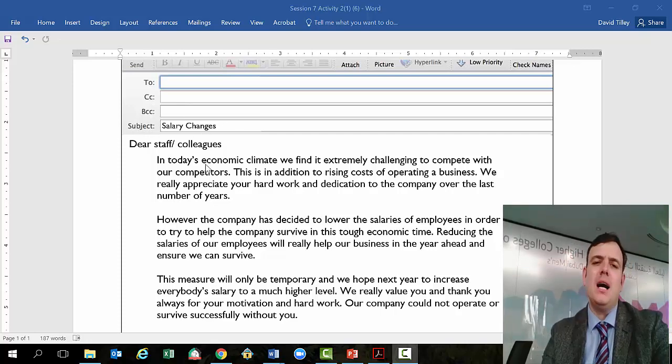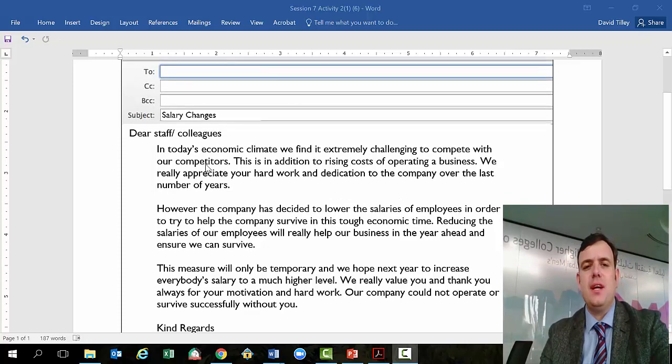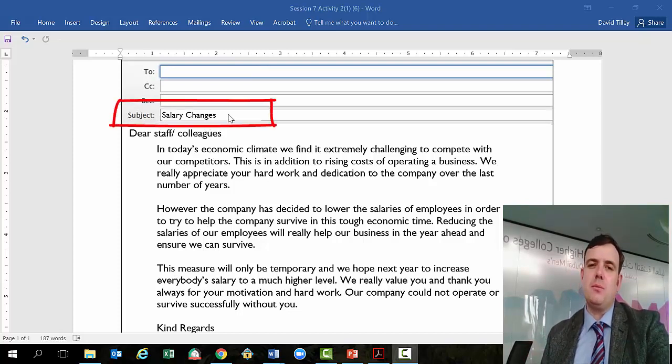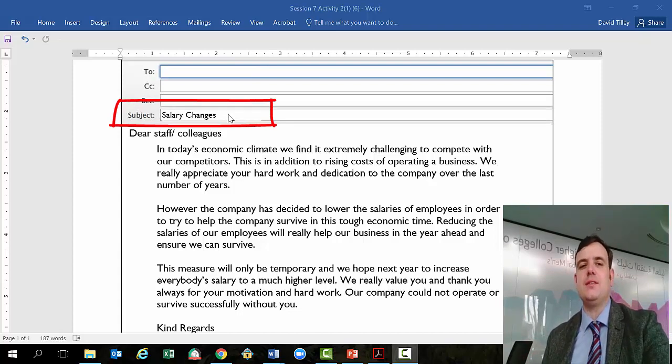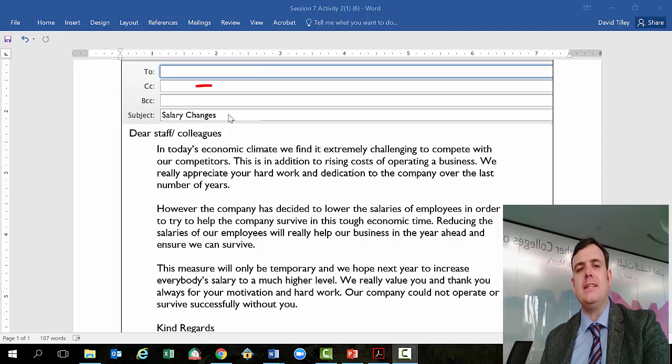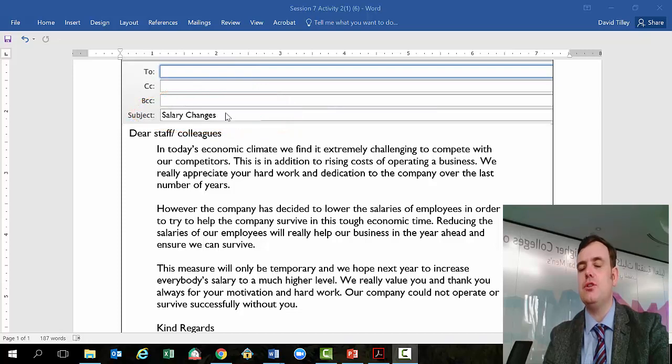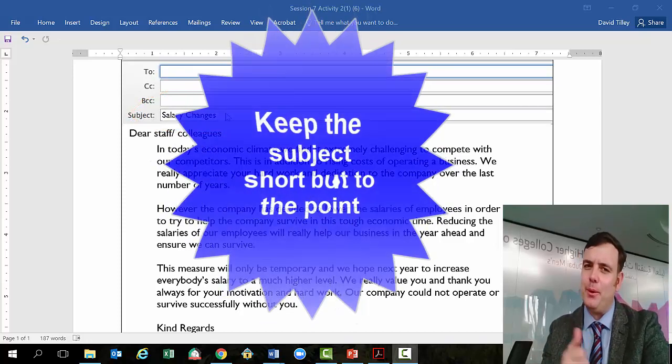Anyway, we have our screen in front of us here, and you can see I have an email here I've just written for you. Remember, always start with the subject line. Cannot emphasize how important the subject line is. So the subject is going to be about salary changes. This is a company here. And the subject is on money, finance. So it's going to be about salary changes. So short and sweet and to the point, right?